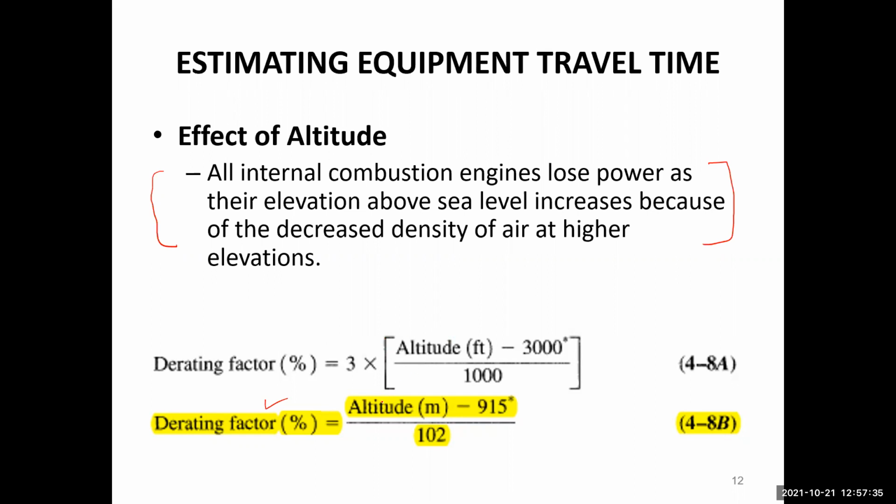This will be given by the altitude in meters minus 915, divided by 100. This is more like an empirical formula. So whatever the altitude is, the derating factor can be calculated by this formula.